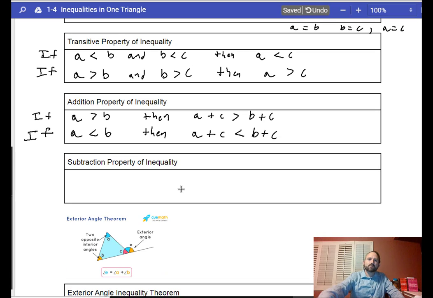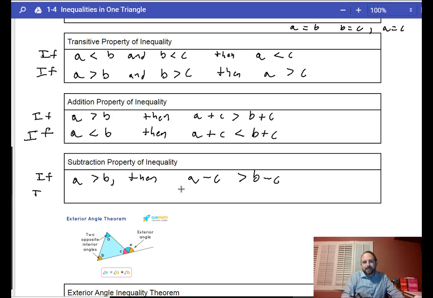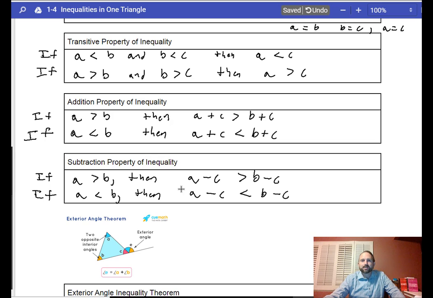All right. Subtraction property of inequality. The same thing is going to happen here. If A is greater than B, then A minus C is still going to be greater than B minus C. If A is less than B, then A minus C is still going to be less than B minus C. It's still going to be smaller if we do the same thing on both sides.